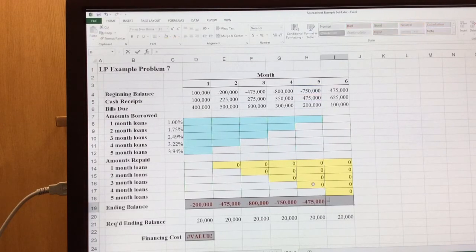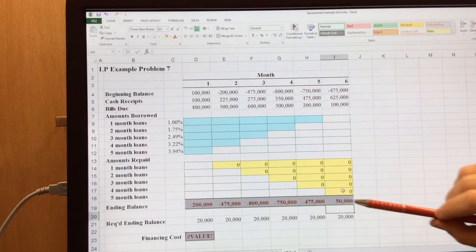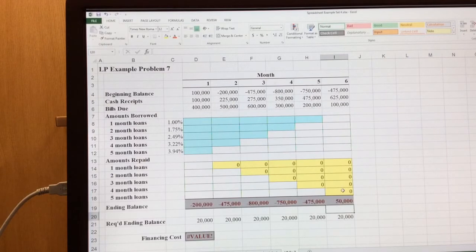And lastly, this is equal to cash on hand plus cash receipts minus bills due. Now we can't take out any loans in month 6, so all we have to do then is pay back all the loans that are due in month 6. We do that. So one thing that we note over this time period is we're still going to make $50,000 in profit without taking out any loans. So the loans we're going to take out are going to cut into our $50,000 of profit.